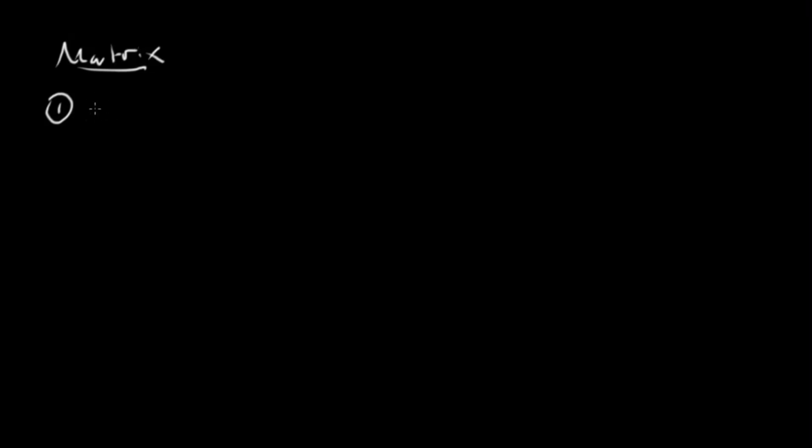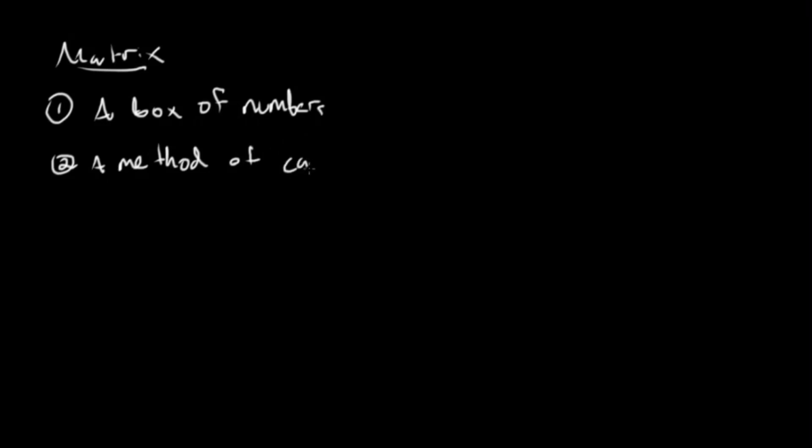A matrix, as first defined in class, was a box of numbers. Very, very exciting. Numbers starts with an N. And then we got a little bit more. We started to apply the matrix, and we used it to solve systems of equations. So a matrix was used for a method of carrying out Gaussian elimination.